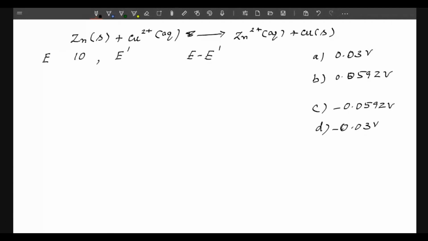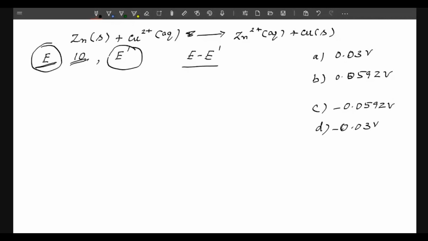Here the concentration is not at all mentioned. Therefore, the EMF they have quoted is not a standard one. It is just a non-standard condition EMF E. Before changing the concentration, the EMF is E. After changing the anode concentration by 10 times, the voltage is E prime. They ask you to calculate E minus E prime.